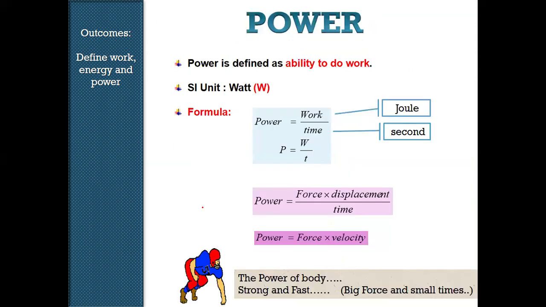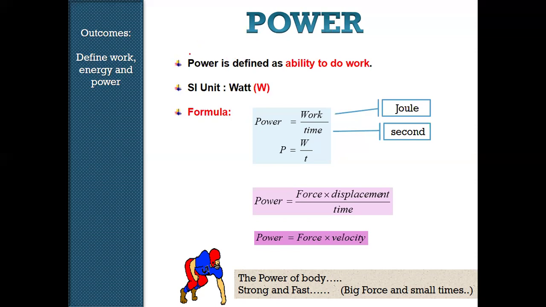Right. Now let's talk about power. What I did on this slide is a quick summary, and then we'll do the questions. Now, how do we define power? We say power is the ability to do work. Another definition, which makes more sense than this, is that power is the rate at which work is done.